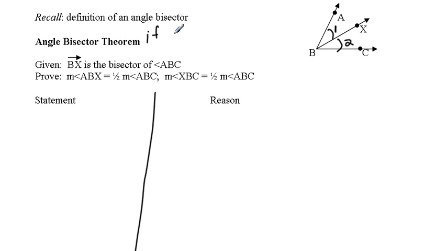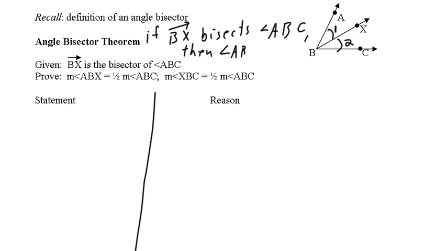It says if ray BX bisects angle ABC, then the measure of angle ABX equals 1/2 the measure of angle ABC. That's our angle bisector theorem. So we're going to prove it right here.